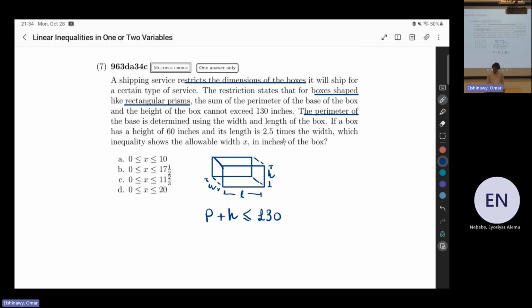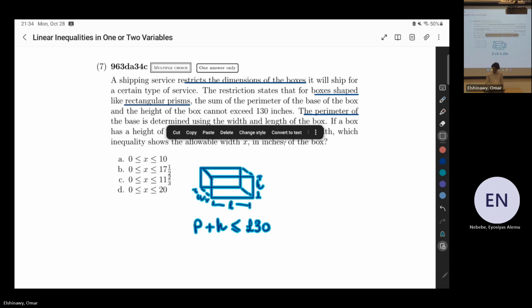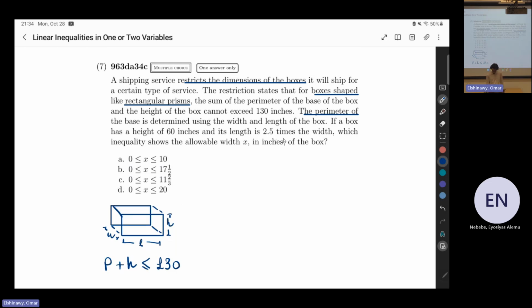Now, what do we know about the perimeter? Here's what we know. So it says that if the box has height 60 inches, oh no, okay, let's go on. So the box has height 60 inches. So the height is 60 inches, and the length is 2.5 times the width. So do you see how I've translated this word problem into useful info? We did that exactly.